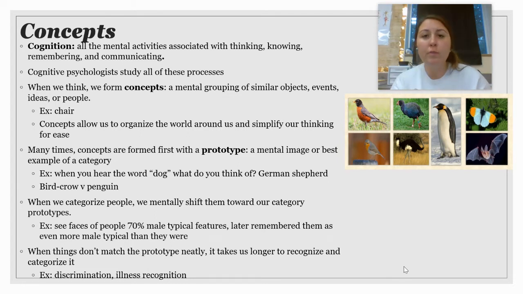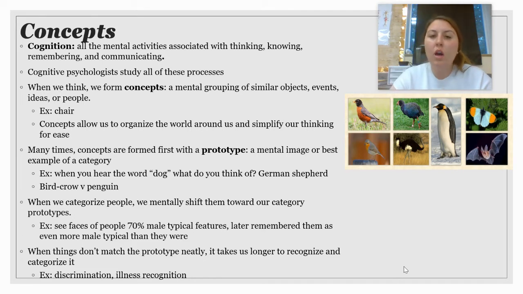I've talked about cognition before in class, but when we refer to cognition, it's all of the mental activities that are associated with thinking, knowing, remembering, and communicating. Basically, if it's taking place up in your head, it's cognition. Now, cognitive psychologists are individuals who study all of these processes associated with things taking place in your brain. Now, one activity that is part of cognition is concept formation.